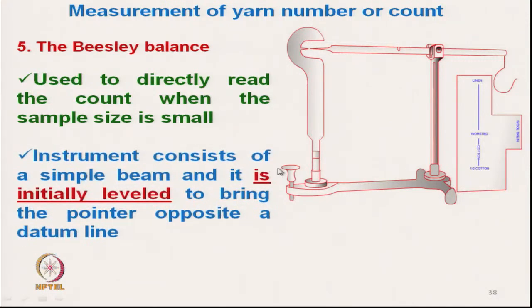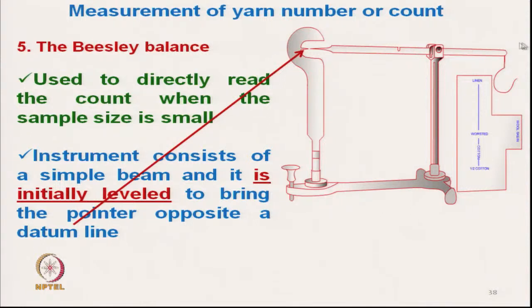The instrument consists of a simple beam. This is a simple beam. It works on the beam balance principle, and it is initially leveled, without any material on it. When it is leveled, the pointer is brought opposite to a datum line. This is the datum line, this is the initial line, okay.